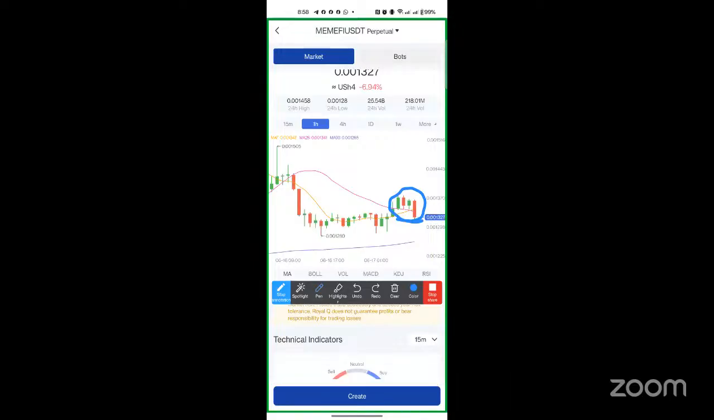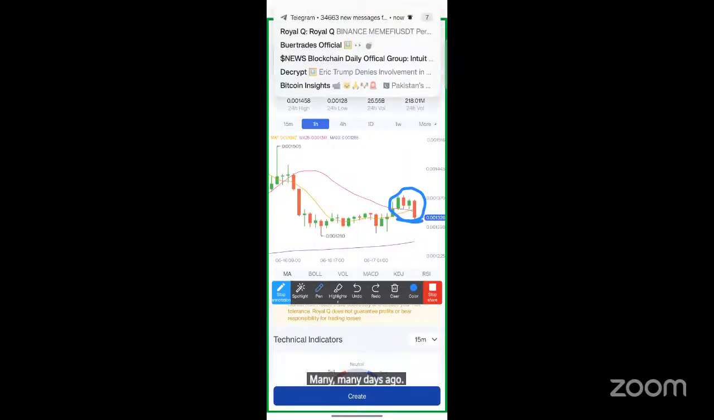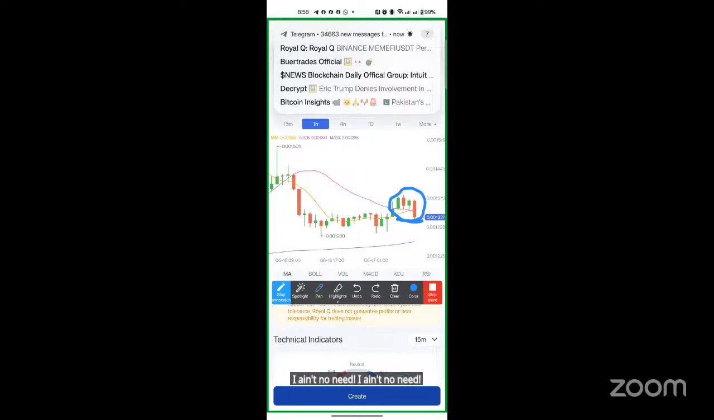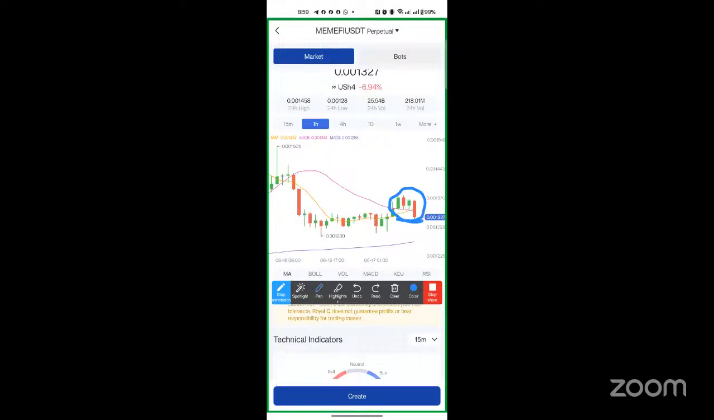Now, someone says golden cross and enters this coin. What will happen to them when they see this as a golden cross and enter this coin? The business is gone. All of my money. My money is going in. Had I known it. All of my money.